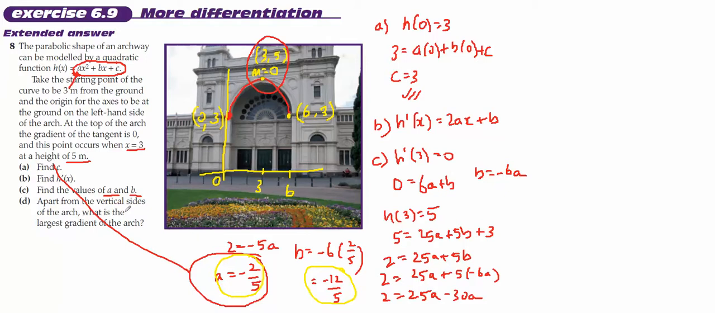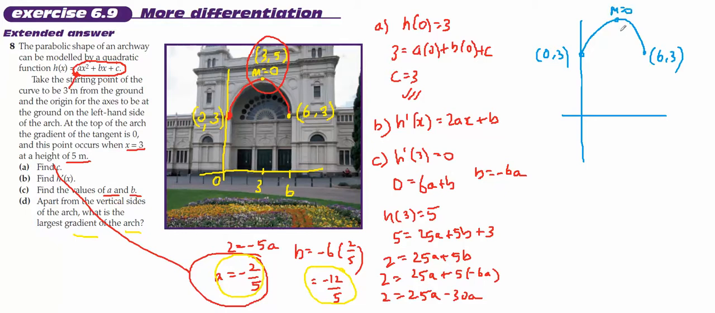Apart from the vertical sides of the arch, what is the largest gradient of the arch? So, my arch looks like this. I know that coordinate there is (0, 3), and I know that coordinate there is (6, 3). If the gradient here is 0, what is the largest gradient of the arch? Well, the gradient here will be positive, the gradient here will be steeper, the gradient here will be steeper. So the arch is going to get steeper and steeper down here.